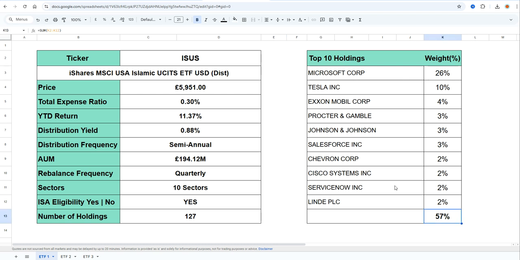57% is basically the top 10, which is absolutely crazy. And guess what? 36% comes from Microsoft and Tesla. This is the issue I have with these ETFs. Some of them have a very high concentration on the top 2-3 companies, which is absolutely ridiculous.